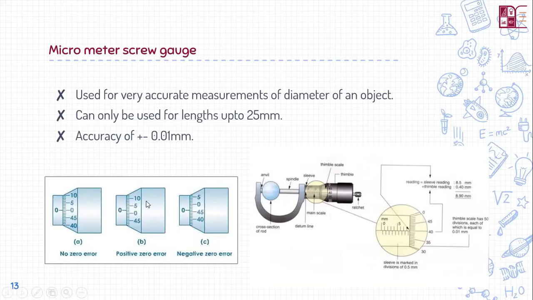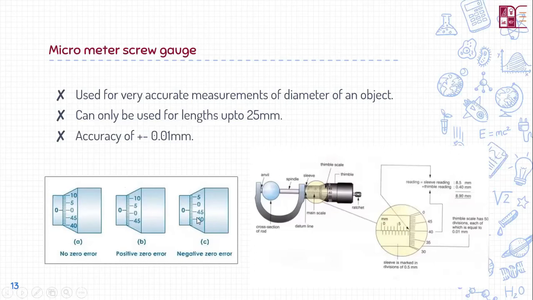Now there are different kinds of errors. If, when you close this spindle and there is no object, your datum line and your thimble scale should look like this. But if there is a positive zero error or a negative zero error, let's say there's a positive zero error, like you can see there's a positive zero error of 0.02 mm. So what we're going to do is deduct 0.02 mm from this final reading.